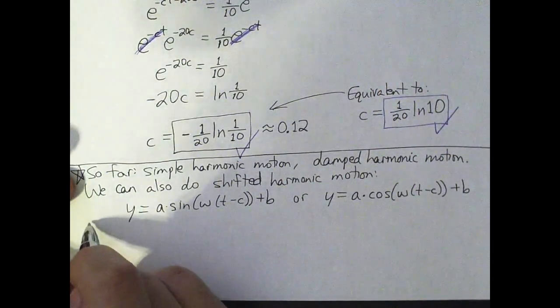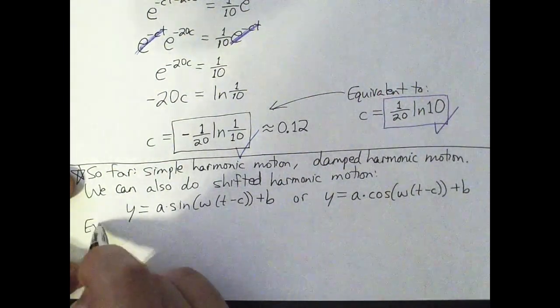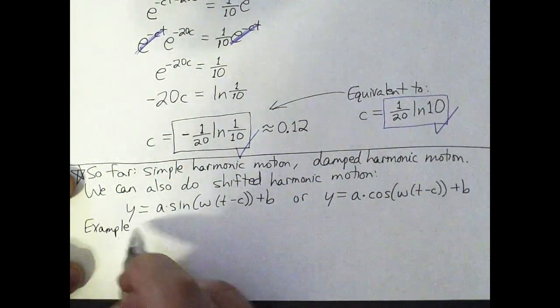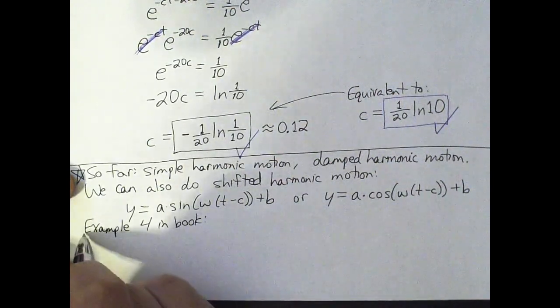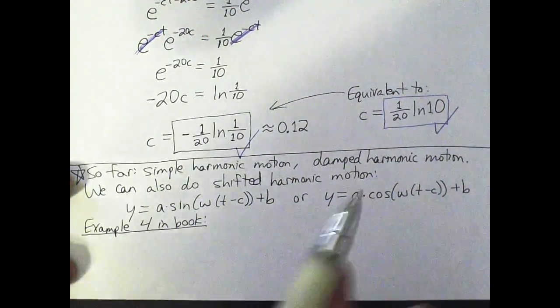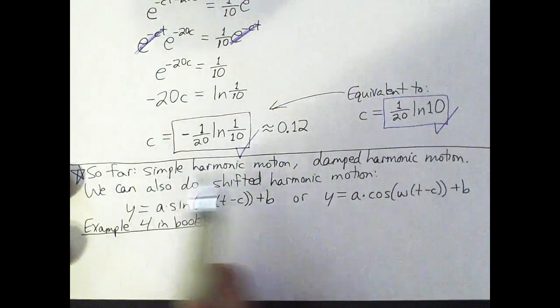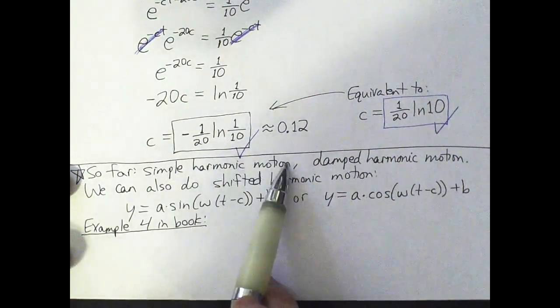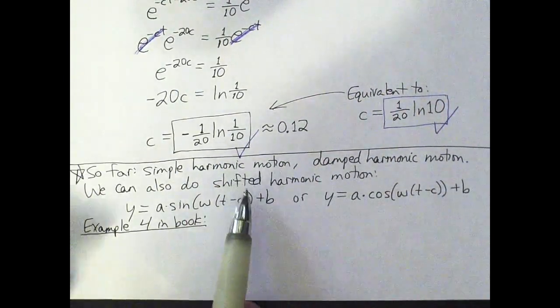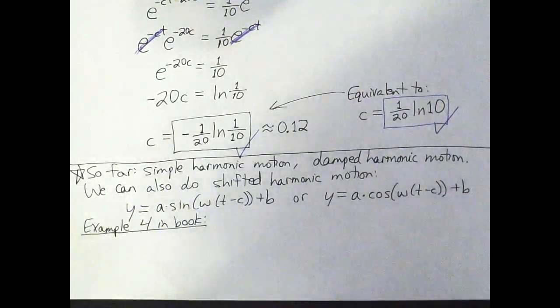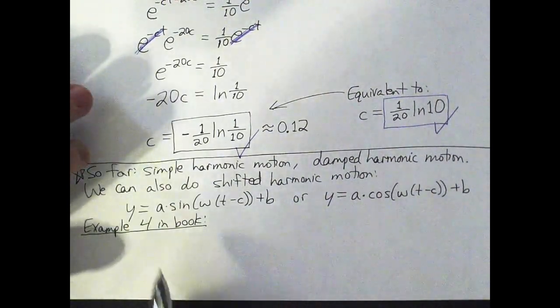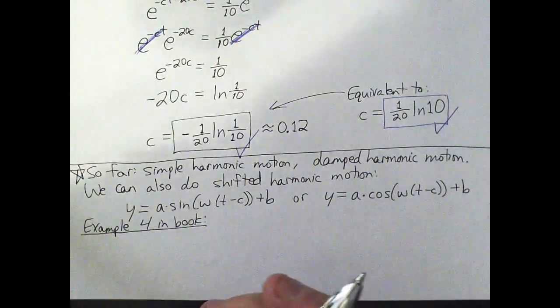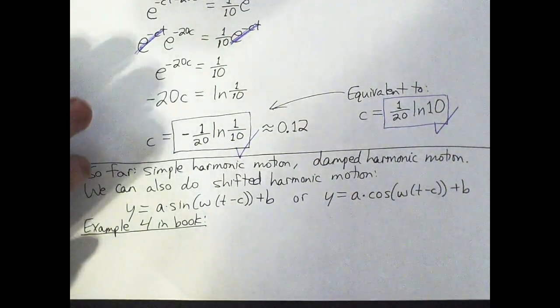An example that I've seen in the book, example 4, and I'm not going to work through this whole thing. I'm mostly interested in the two types that we talked about, simple harmonic motion and damped harmonic motion. I'm just doing a very brief discussion here that shifted harmonic motion also exists, and it is useful for some other types of applications.